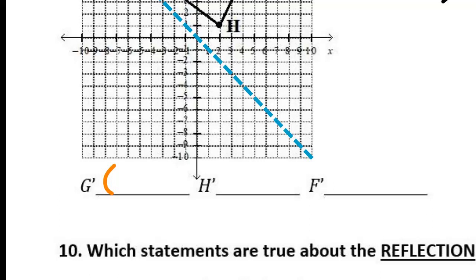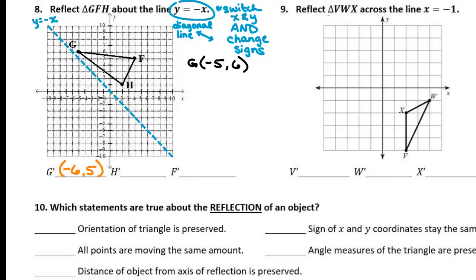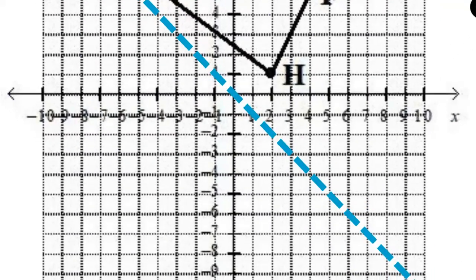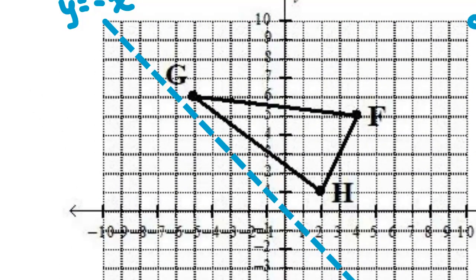We're going to flip it around, and we will change the signs. Negative 6, 5. The 6 and the 5 switch places. The 6 becomes a negative, the 5 becomes a positive. So negative 6, 5 would be right here. Here's my point G prime.